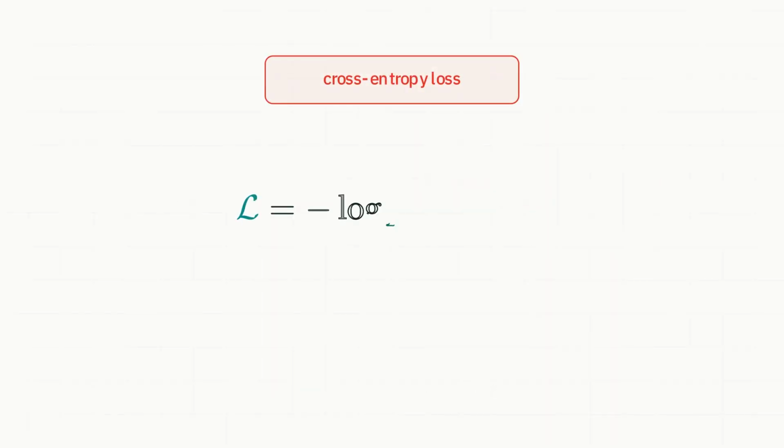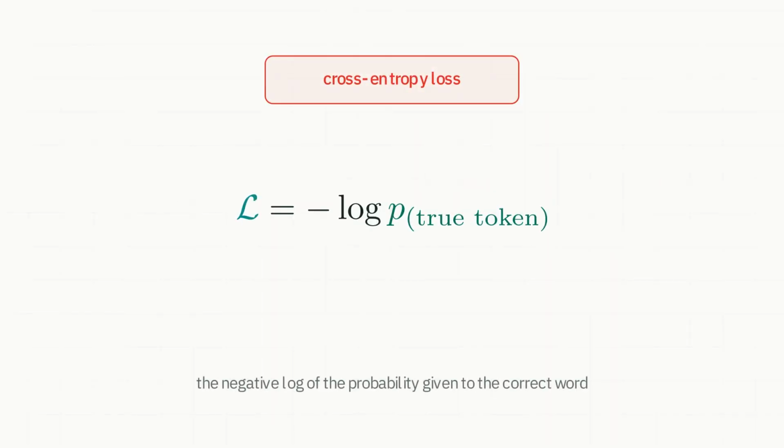The specific measure used is called cross-entropy loss, and for next token prediction it takes a beautifully simple form. The loss is just the negative logarithm of the probability the model gave to the true token. Let's write it. The loss script L equals minus log p, where p is the probability assigned to the correct next word. That single, compact expression is what drives the training of every large language model on Earth.